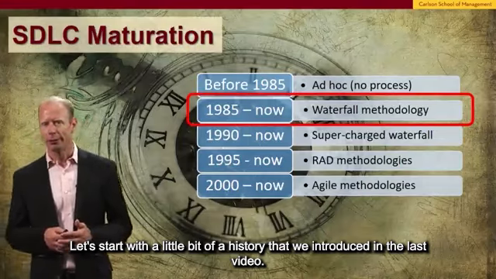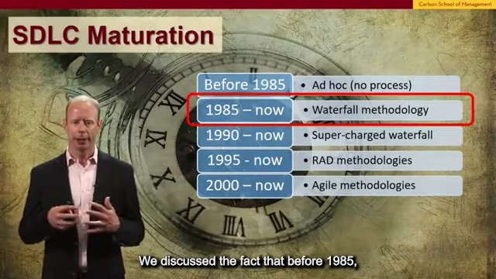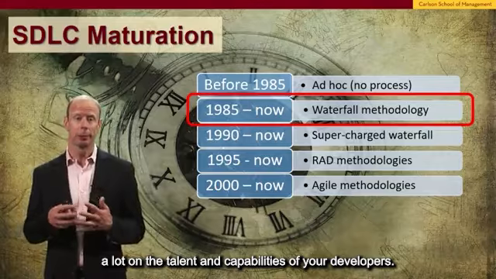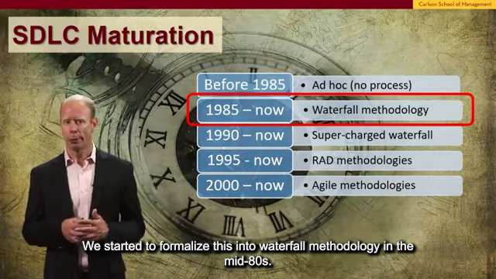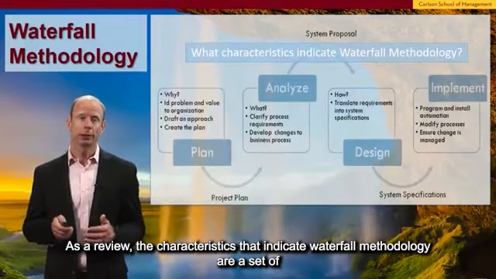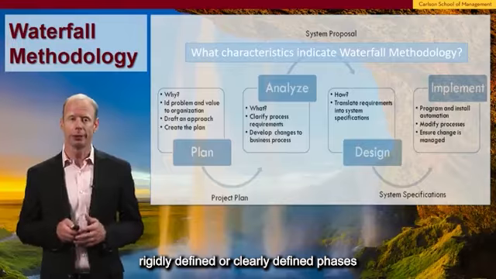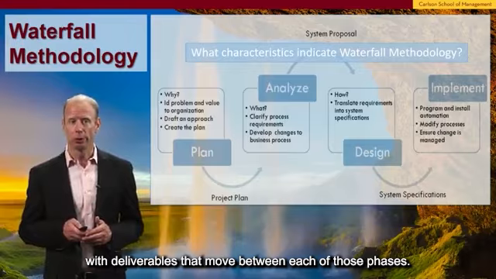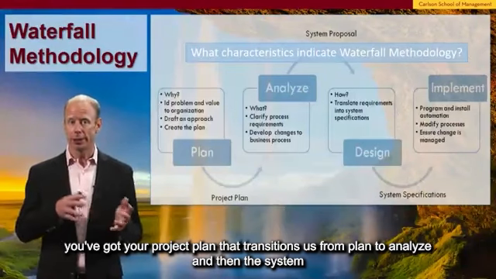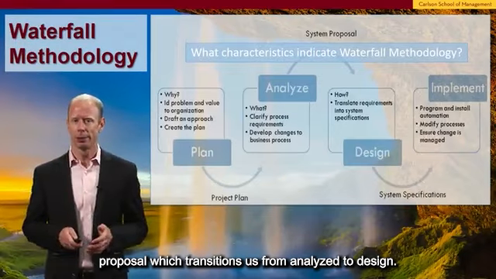Let's start with a little bit of history that we introduced in the last video. We discussed the fact that before 1985, most systems development projects were kind of ad hoc and relied a lot on the talent and capabilities of your developers. We started to formalize this into waterfall methodology in the mid-'80s. And as a review, the characteristics that indicate waterfall methodology are a set of rigidly defined or clearly defined phases with deliverables that move between each of those phases. So for example, in this slide, you've got your project plan that transitions us from plan to analyze, and then the system proposal, which transitions us from analyze to design.